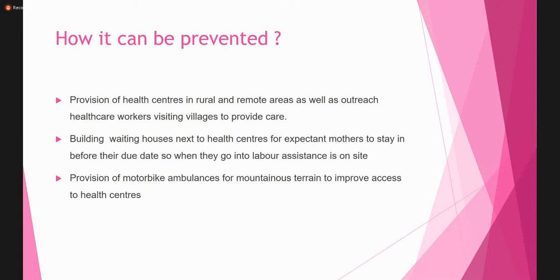Building waiting houses next to health centers for expecting mothers to stay in before their due date, so when they go into labor, assistance is on site. So this should also be provided so that the mothers don't have to travel long when they are in labor. Provision of motorbike ambulances for mountainous terrains to improve access to health centers.